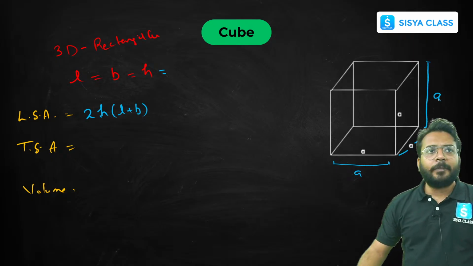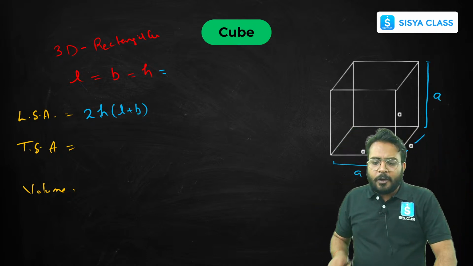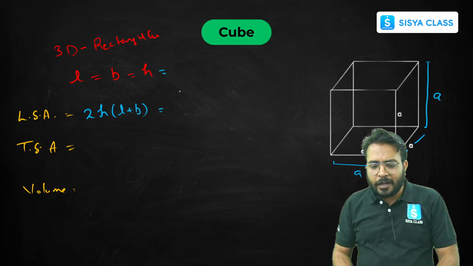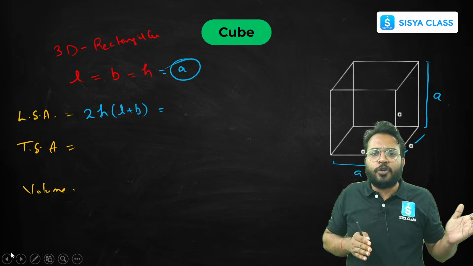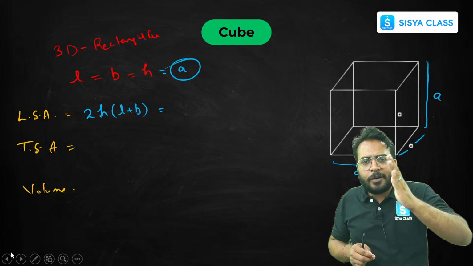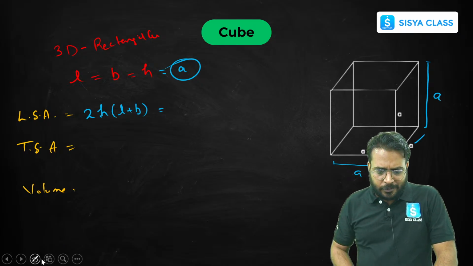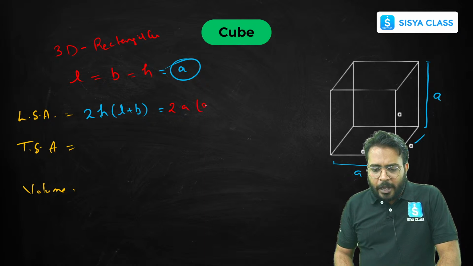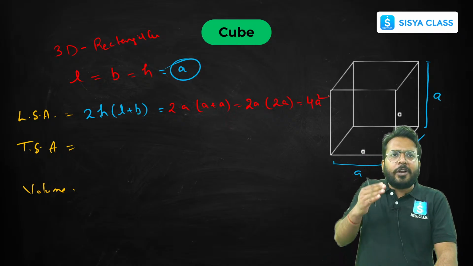So how do we find the lateral surface area, total surface area and volume for our given cube? We know that L, B and H all have the same dimension A. So in place of L, B and H in the formula derived for the cuboid, we can substitute, and we get the lateral surface area of the cube. In the same way we can substitute for the total surface area. If you substitute, you get 2A into (A plus A), which is 2A into 2A, and this gives you 4A square.